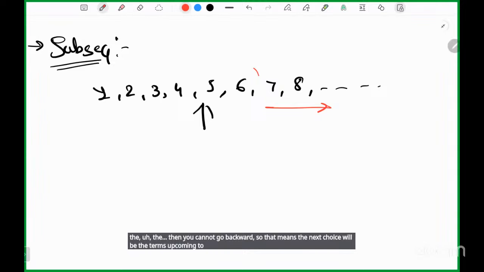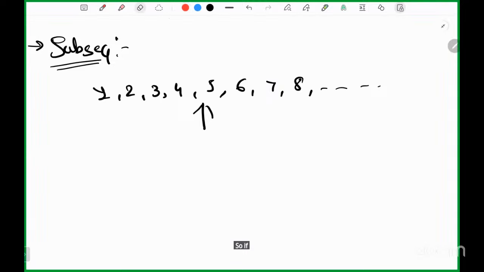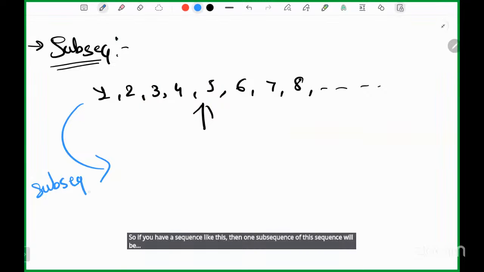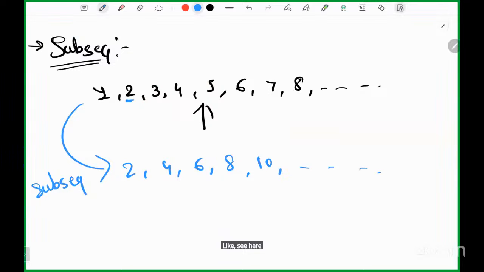So if you have a sequence like this, then one subsequence of this sequence will be 2, 4, 6, 8, 10, and so on. Here I'm choosing the second term, fourth term, sixth term of the sequence. So this will be a subsequence.